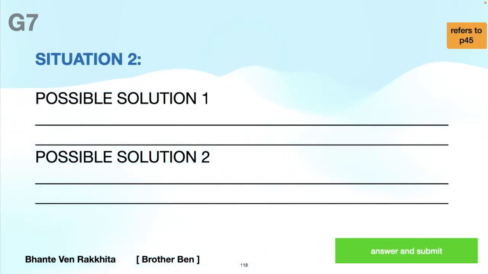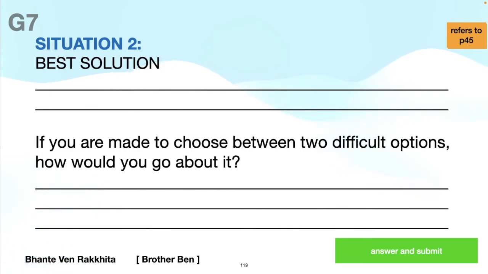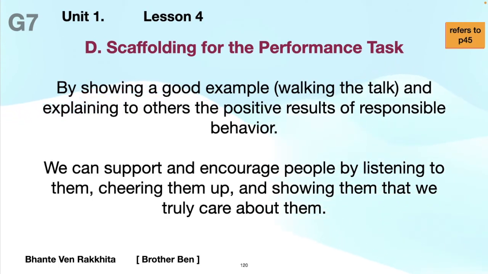Possible solution 1, solution 2, and the best solution. If you are made to choose between two difficult options, how would you go about it? Answer and submit. So, scaffolding for the performance task. By showing a good example, walking the talk, and explaining to others the positive results of responsible behavior, we can support and encourage people by listening to them, cheering them up, and showing them that we truly care about them.